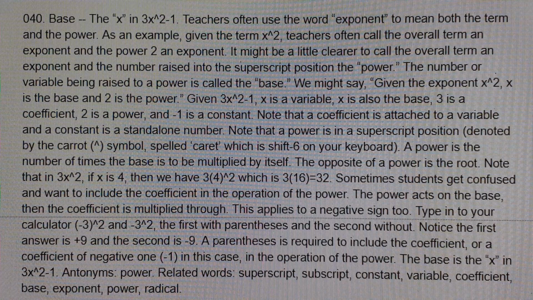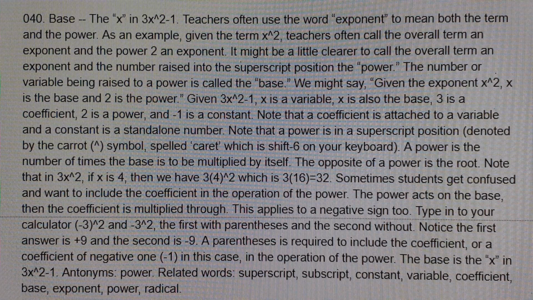As an example, given the term x to the power 2, teachers often call the overall term an exponent and the power 2 an exponent. It might be a little clearer to call the overall term an exponent and the number raised into the superscript position the "power".